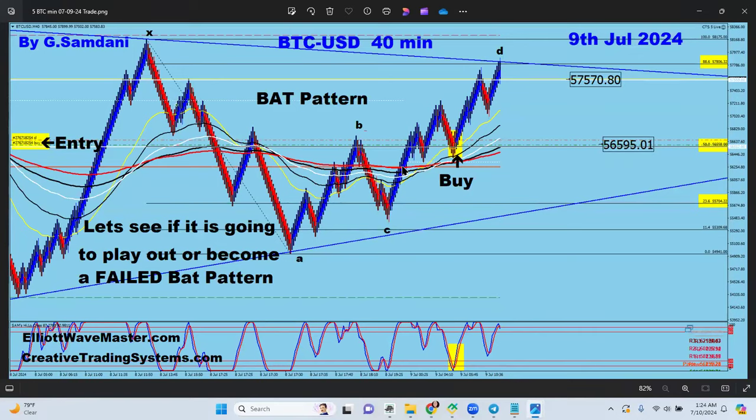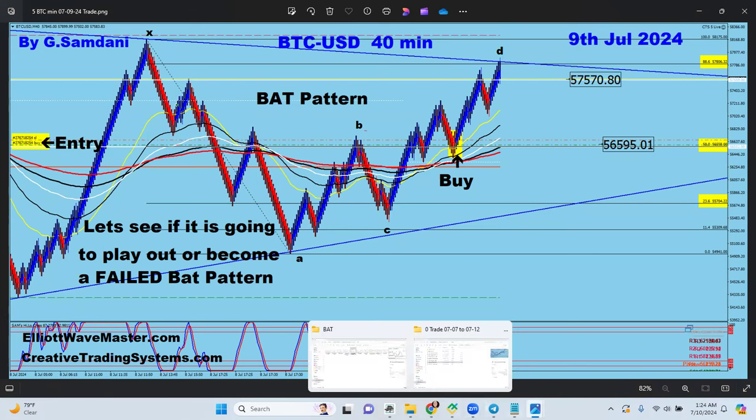And when it was breaking this area and gave me a beautiful long setup, I took it from here to here, from 57,570. Then I closed the trade because the target was reached, 88. Now the question is, I wrote down here, look at that.